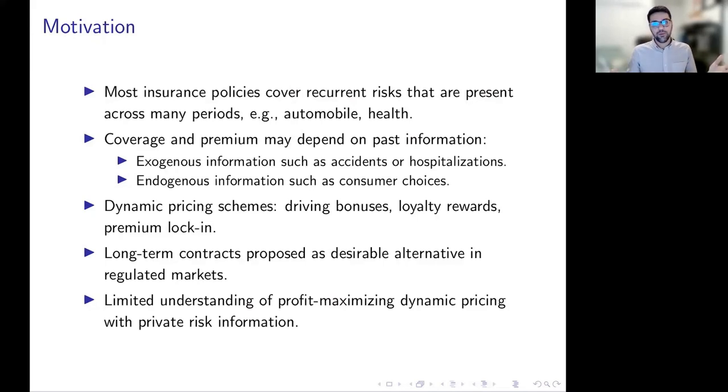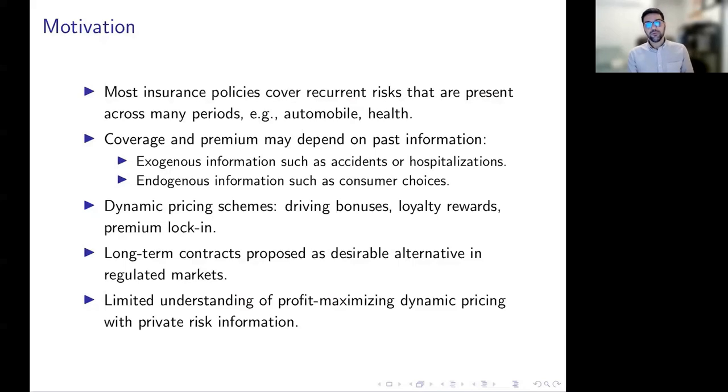So this raises the possibility of sophisticated dynamic pricing schemes on the side of insurance firms. And in practice, we do observe in some markets the presence of such pricing schemes in the shape of either driving bonuses, loyalty rewards, or the option of purchasing a premium lock-in, in which case your premium in the future is going to be fixed at a certain amount and be guaranteed to not move up.